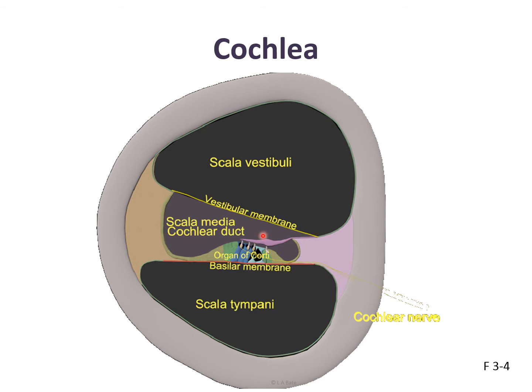The scala media, located inside the membranous labyrinth, is filled with endolymph. The membrane which separates the scala vestibuli from the scala media is called the vestibular membrane, while the membrane that separates the scala media from the scala tympani is called the basilar membrane. Sitting on top of the basilar membrane is the organ of Corti, or the sensory structure of the cochlea.